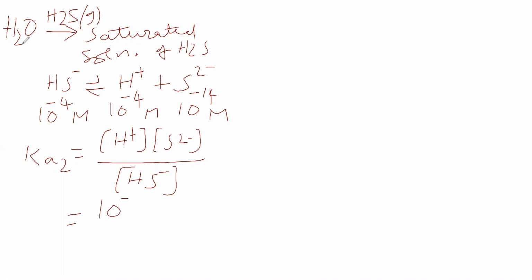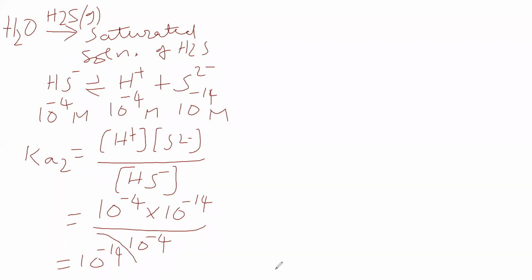Here the H plus concentration is 10 power minus 4, sulfide is 10 power minus 14, HS minus is 10 to the power of minus 4. Let us simplify. We get Ka2, which is 10 power minus 14. Now we will take 1 liter of this solution.